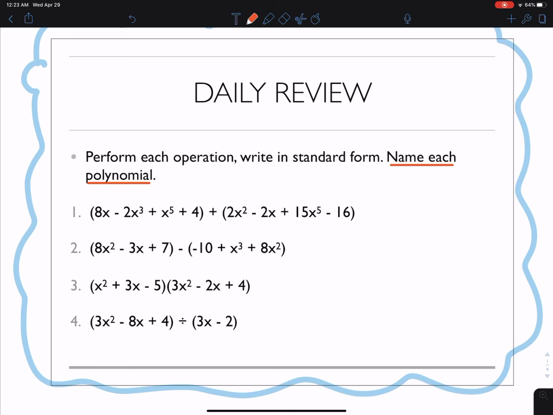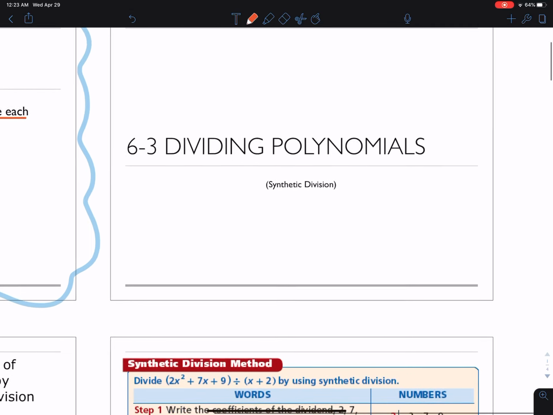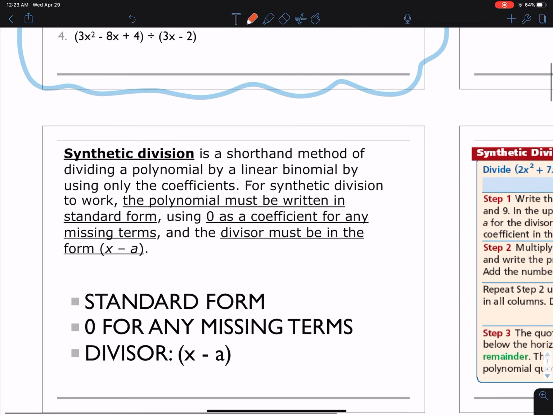And remember, when you're naming polynomials, they have two names. The first is based on the degree: so linear, quadratic, cubic, quartic, quintic, or constant. And then the number of terms: so monomial, binomial, trinomial, polynomial. And then we'll get into synthetic division.